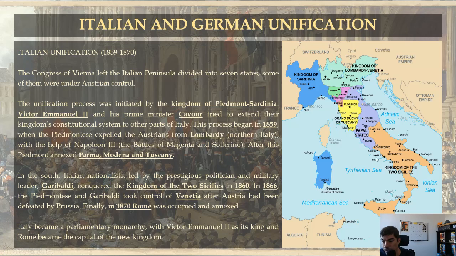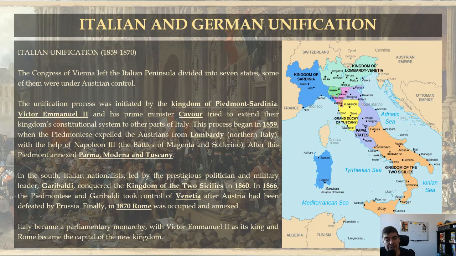The Kingdom of the Two Sicilies was ruled by the Bourbons, and the Kingdom of Sardinia, or the Kingdom of Piedmont-Sardinia, was ruled by the Savoy dynasty. And this kingdom is the one that is going to start the unification. The king of Piedmont-Sardinia was Victor Emmanuel II, and he had the aid of his prime minister, the Count of Cavour.